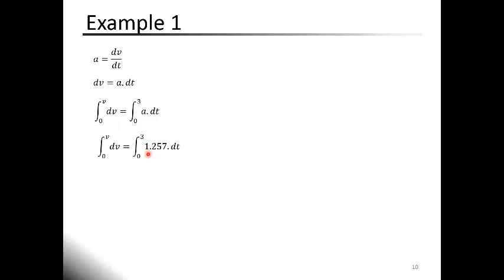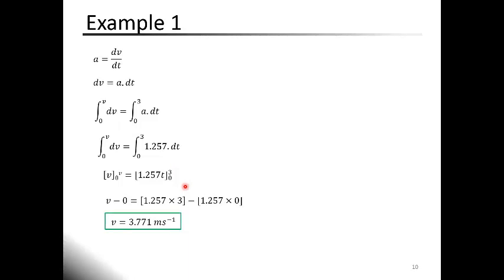We see here that the acceleration is constant, so it's 1.257. So it's an easy integration. On the left hand side we have v from 0 to v, and on the right hand side we have 1.257 t from 0 to 3. If we just substitute the limits of the integration, we get here the velocity as 3.771 meter per second.